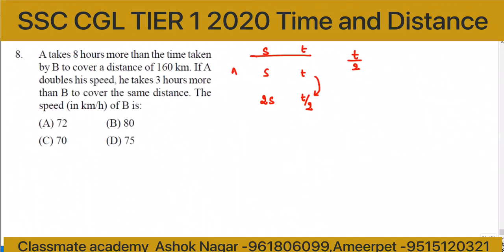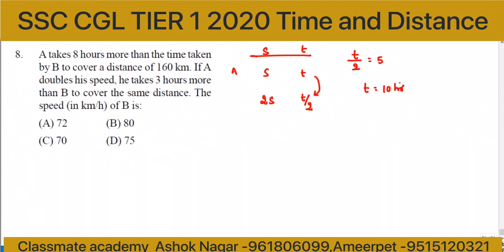Initially, A used to take 8 hours more when compared to B. But now A is taking how many hours? 3 hours more than B, which means A reduced how much time? A reduced 5 hours of time. Can we say so? Yes or no? A reduced how much time? 5 hours of time. So in terms of T by 2, T by 2 is 5, which means A usually takes how many hours?